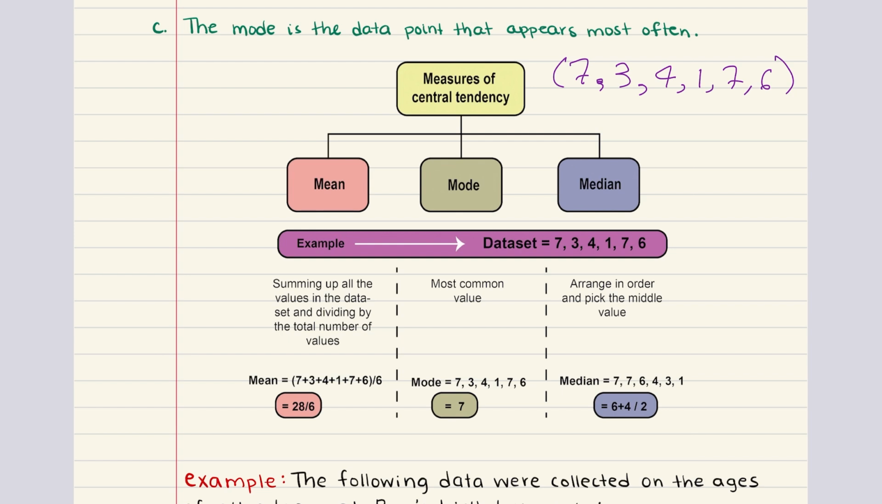Now, unlike the mean and median, a data set can actually have more than one mode if multiple values occur with the same highest frequency. So if we had a data set that looked like this: 7, 3, 3, 1, 7, 6, we notice that 7 appears twice, but so does 3. So it actually has two modes, 7 and 3. So this data set is bimodal. Now, if no values repeat, then the data set is considered to have no mode.